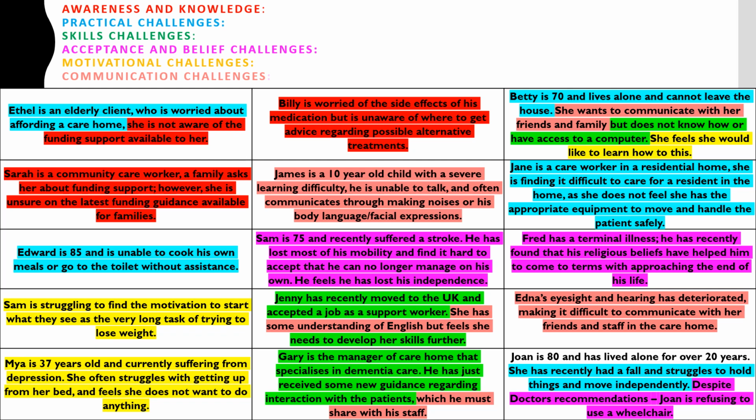We've got Ethel, an elderly client who's worried about affording a care home. So that's a practical financial challenge. And then she's not aware of funding, so that's overlapping with awareness. You might look at Betty on the far right side. She lives alone and cannot leave the house. That's a practical challenge. She wants to communicate with her friends and family, which is linked to communication, but does not have access to a computer or doesn't know how to access a computer. So that's an element of skills challenge, but also an element of practical challenges: having the computer, but also knowing how to get hold of one.